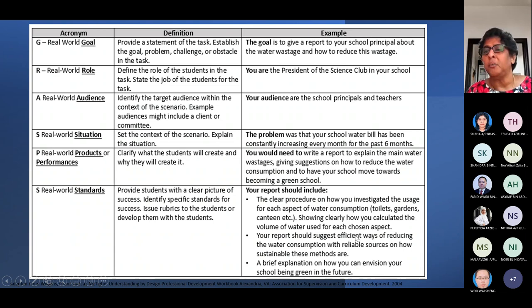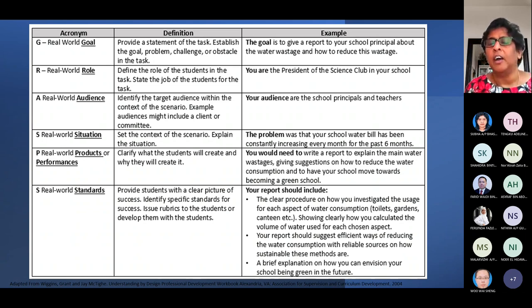Your report suggests efficient ways of reducing water consumption, okay, with reliable sources on how sustainable these methods are. That means you can tell them, okay, you can do this, and I got this from this source. So students know they have to go look for sources that can help them. And also a brief explanation of how you can envision your school being green. So there must be somewhere in the report about how they can move their school forward to being green. What are the suggestions that they could have?